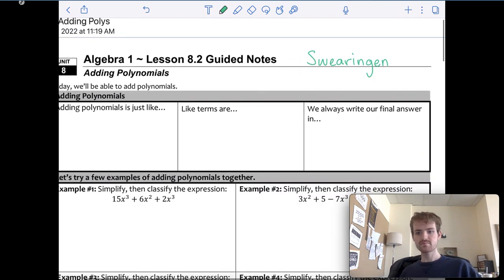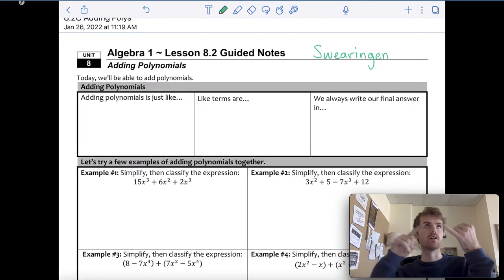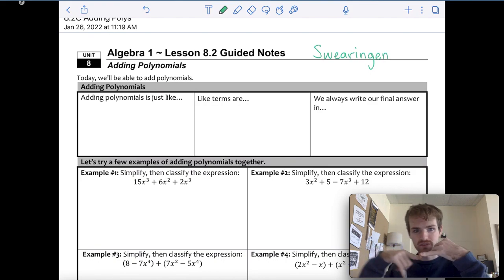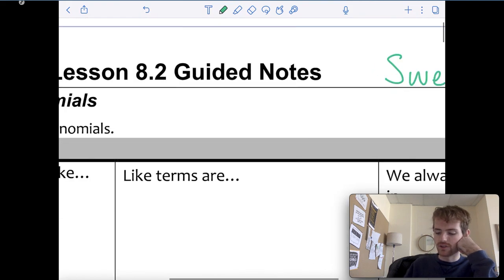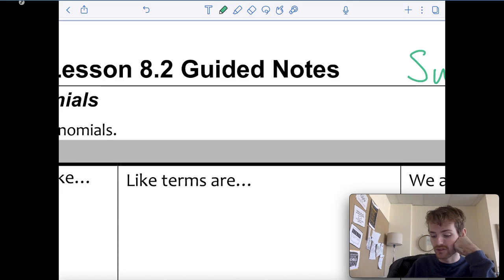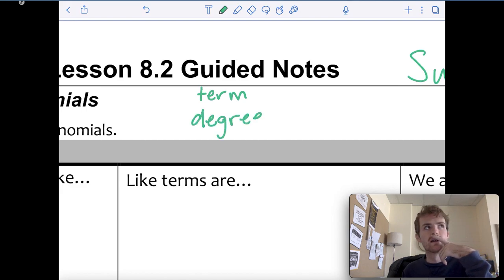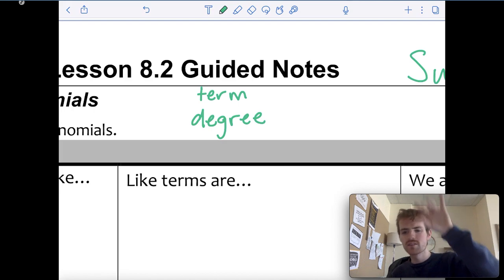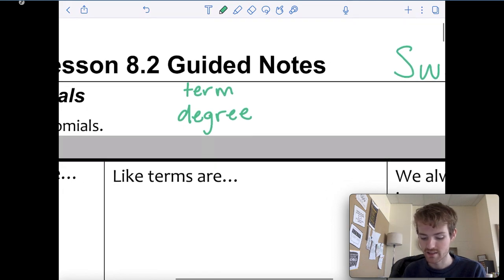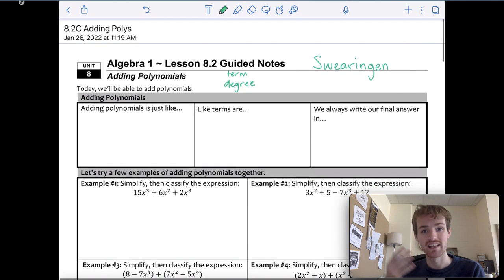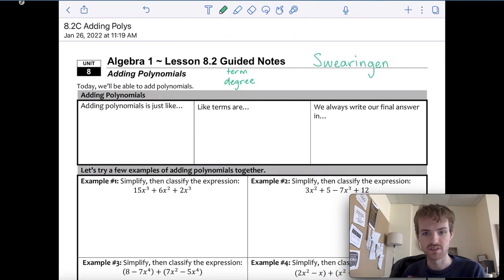Last class, we learned a lot of terms and a lot of words. We learned about, and I'll just keep a list up here, we learned what a term was. We learned what a degree was. And then we talked about naming them, how to find the terms, how to find the degrees, and all that stuff. Today we're taking that and we're adding and subtracting polynomials together.